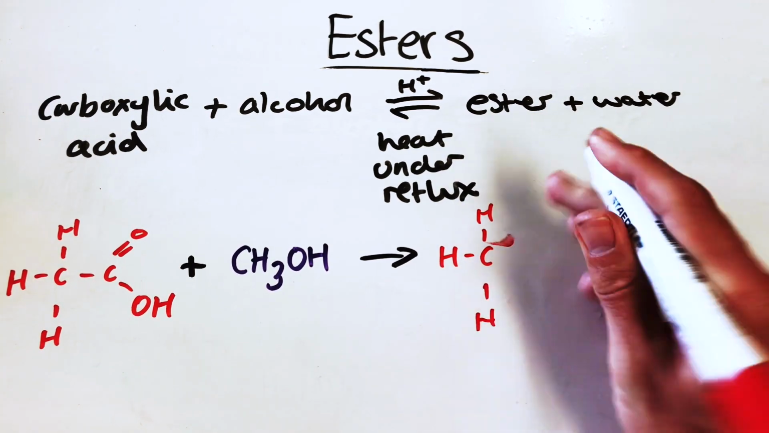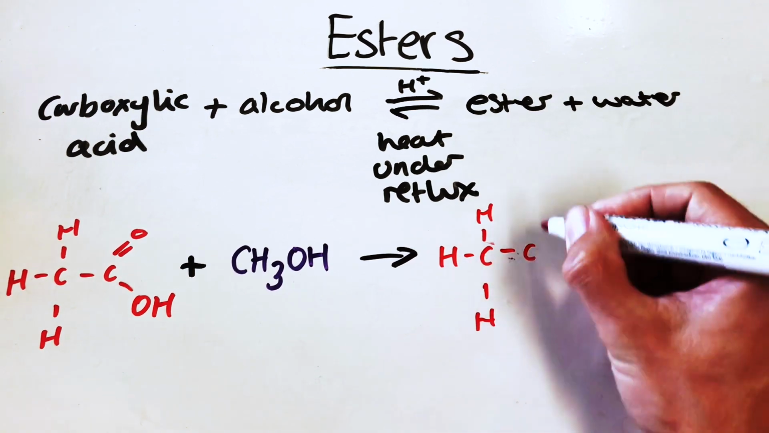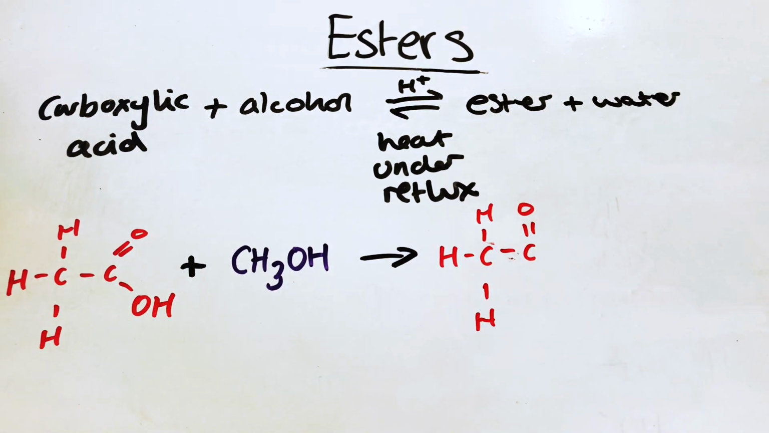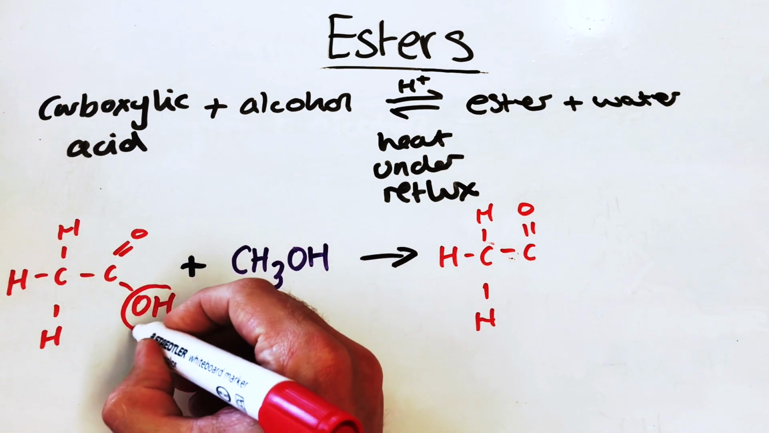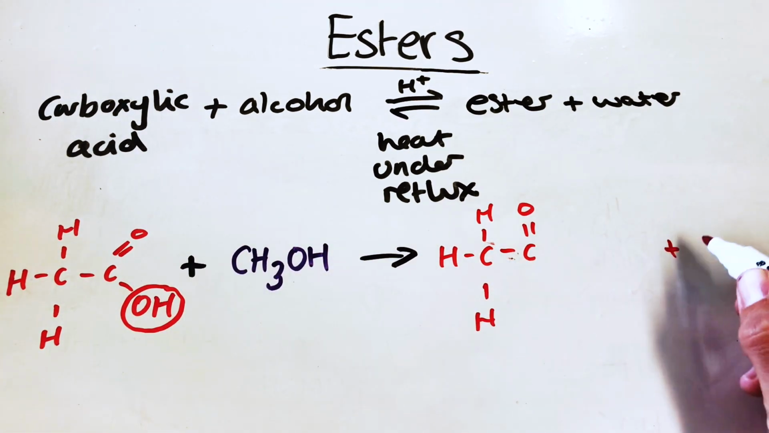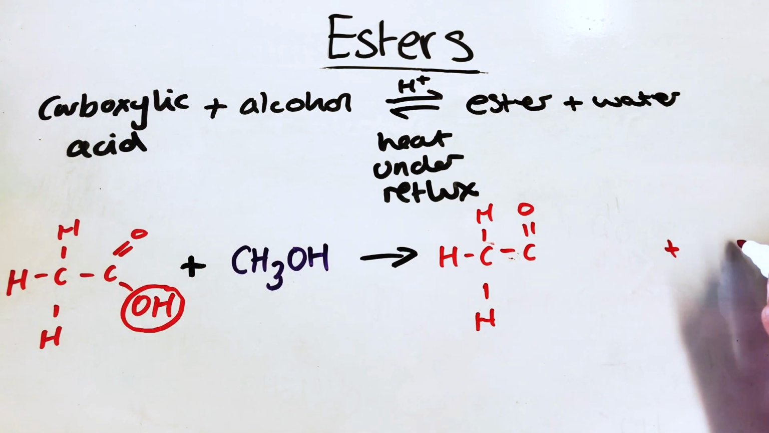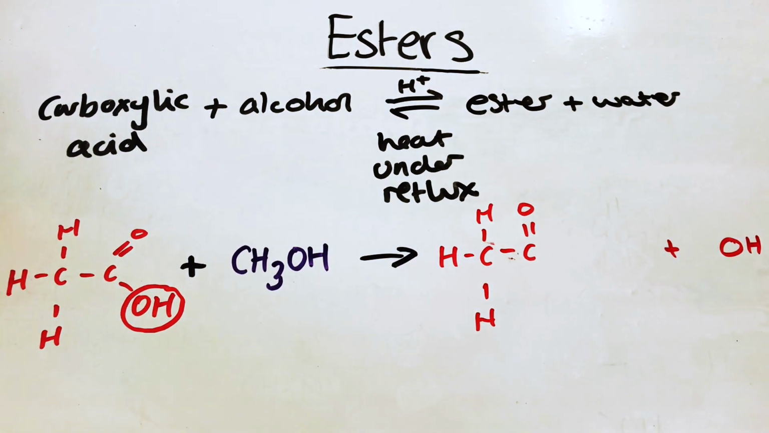But just to focus in on making esters here, our carboxylic acid here will form our main chain. We have the double bonded oxygen there. Now this group here, this OH, is going to be part of the water molecule that's made on the other side. So we're going to make water there.